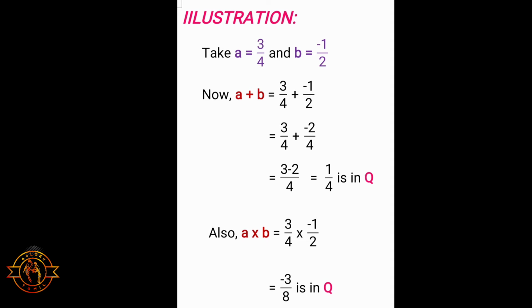Therefore, addition is closure. Next, we check for multiplication. What is A into B? That is 3 by 4 into minus 1 by 2. For multiplication, we multiply the corresponding numerators and the corresponding denominators. What are the numerators here? Yes, 3 and minus 1. What are the denominators? 4 and 2. 3 into minus 1 is minus 3 and 4 into 2 is 8. Minus 3 by 8 is also a rational number. Hence, multiplication is also closure.